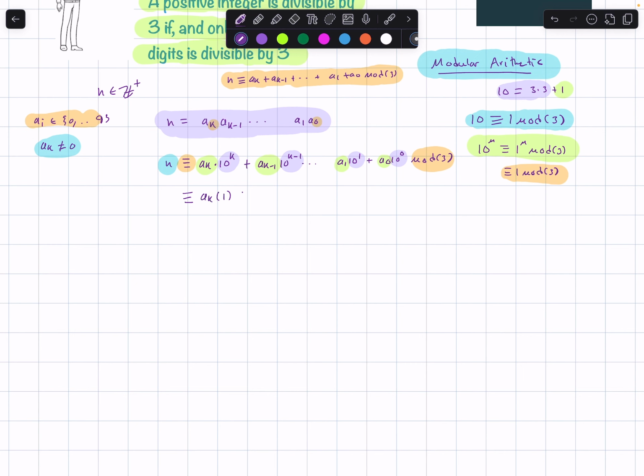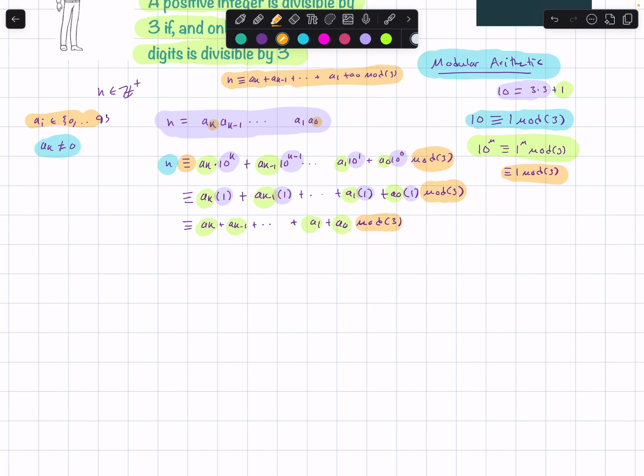Again, according to the rules of modular arithmetic, this is a_k times 1 plus a_(k-1) times 1, all the way through a_1 times 1 plus a_0 times 1 mod 3. And of course, the next step is that anything times 1 is just itself, so this is going to wind up being congruent to the sum a_k plus a_(k-1) all the way through a_1 plus a_0 mod 3. And this is exactly what we were trying to show. This is the sum of the digits.